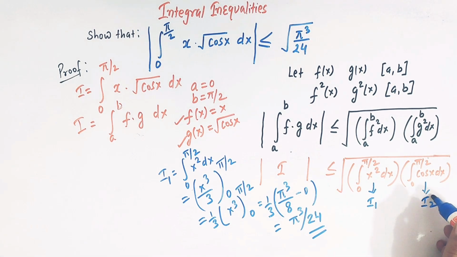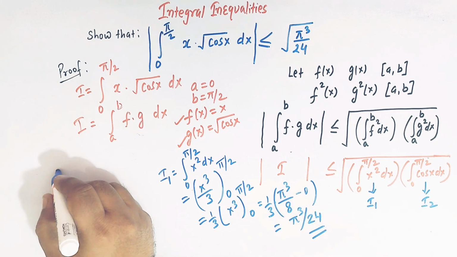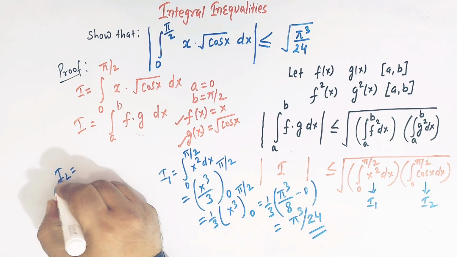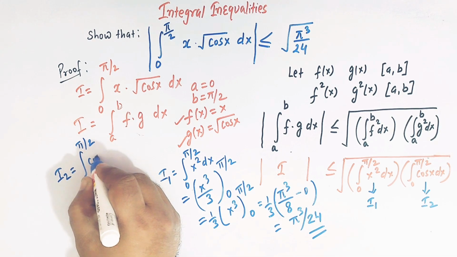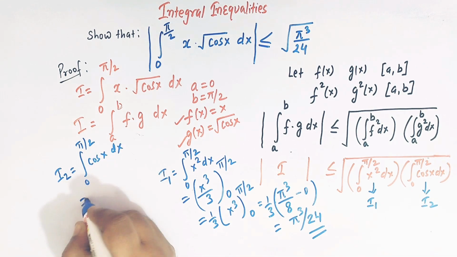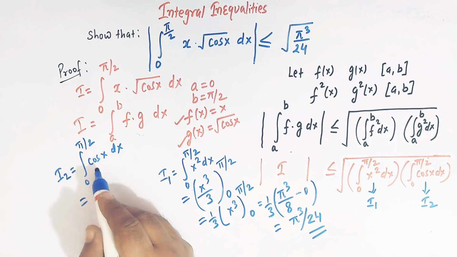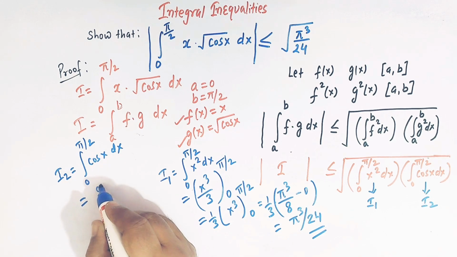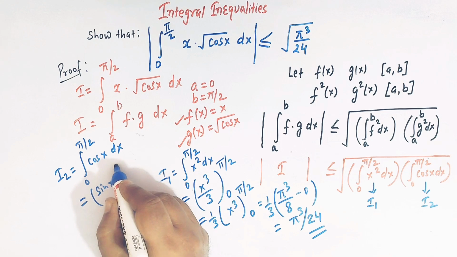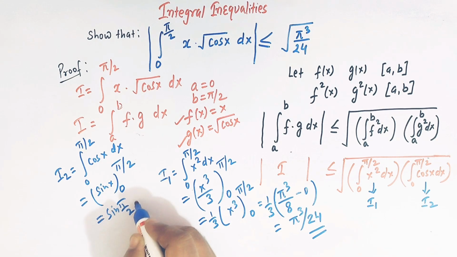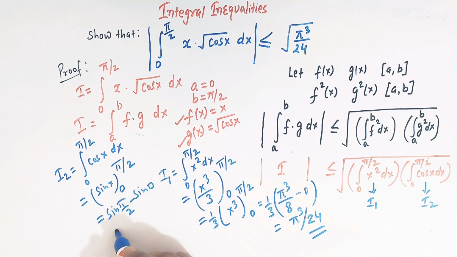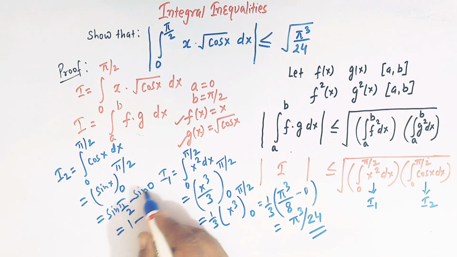So now let us consider this integral I2. So I2 is the integral from 0 to pi by 2 of cosine x dx. The integral of cosine x is sine x, and the limits are from 0 to pi by 2. So this is sine pi by 2 minus sine of 0. Sine pi by 2 is 1, sine 0 is 0, so this is 1.